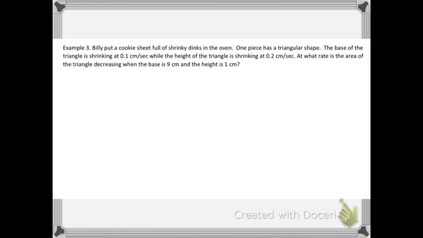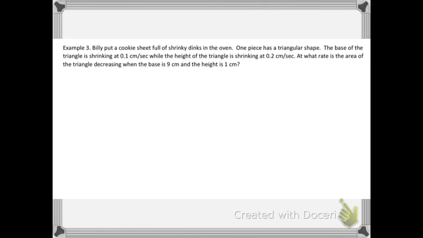Billy put a cookie sheet full of Shrinky Dinks in the oven. Hopefully we can make Christmas ornaments out of Shrinky Dinks, even for remote learners. I will hopefully be able to get you guys Shrinky Dink material. We usually do that the day right before Christmas.